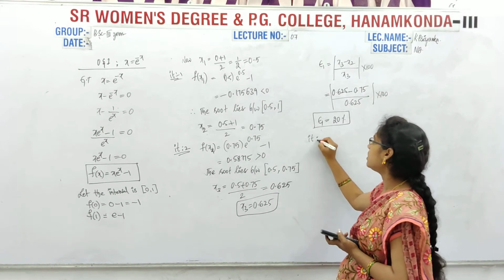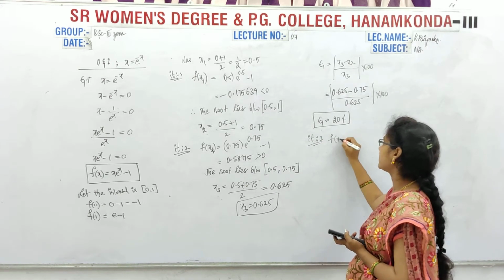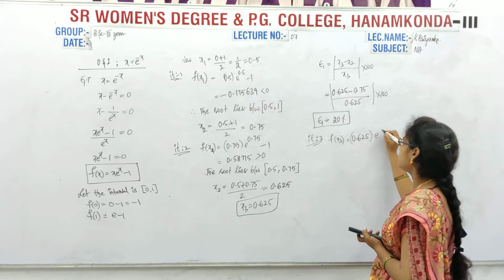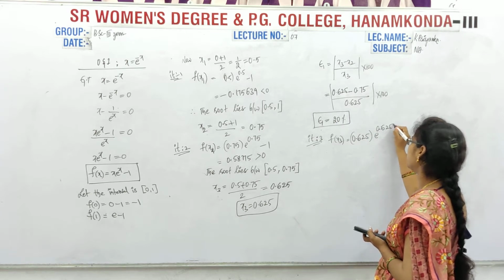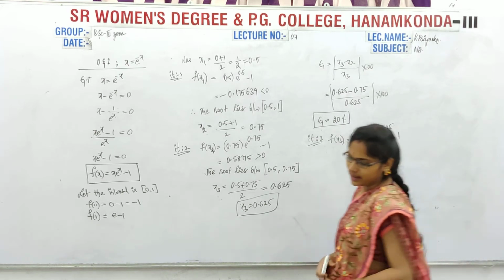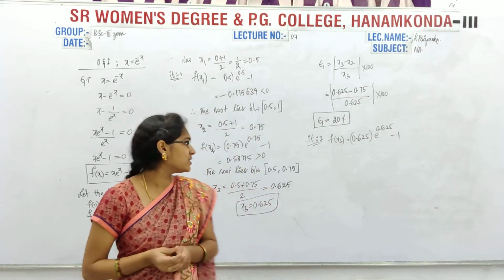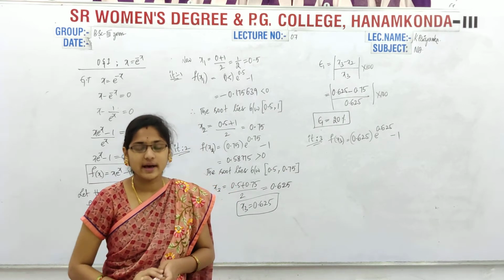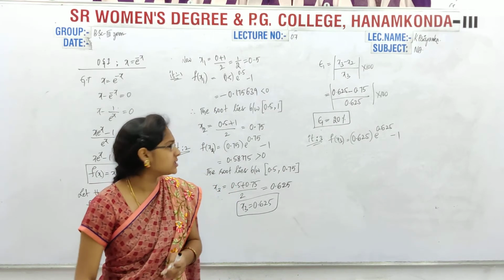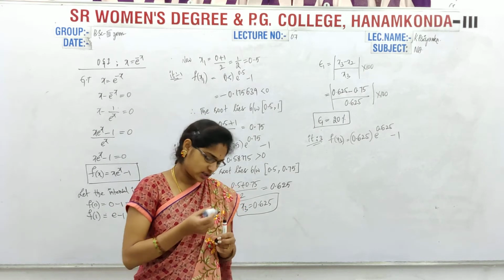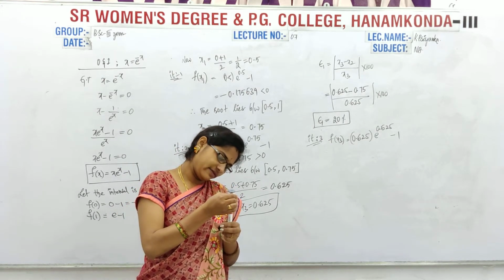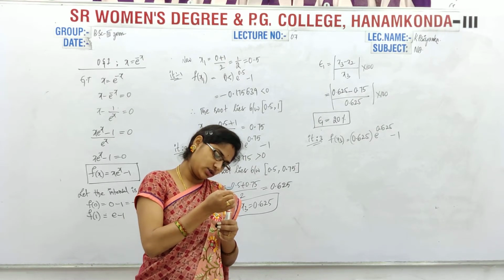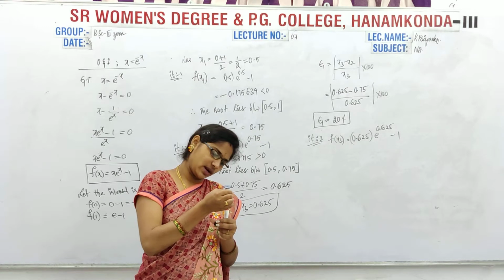Now iteration number 3. f of x3 equals 0.625 into e power 0.625 minus 1. So actually in the previous applications we discussed the same iterations and so on, but in this, what we have to discuss? We have to discuss about an error. Error is called here tolerance. That is, the difference between the previous and the present value, and from that we have to find out the percentage. That is called a tolerance. Okay.